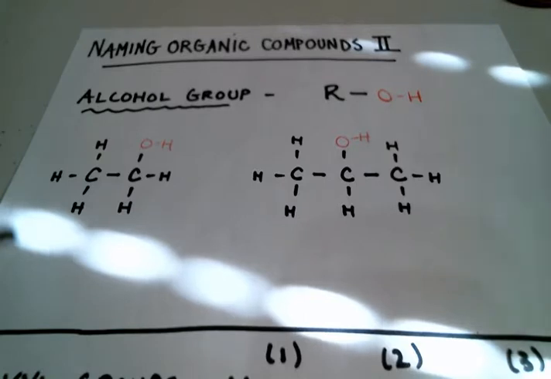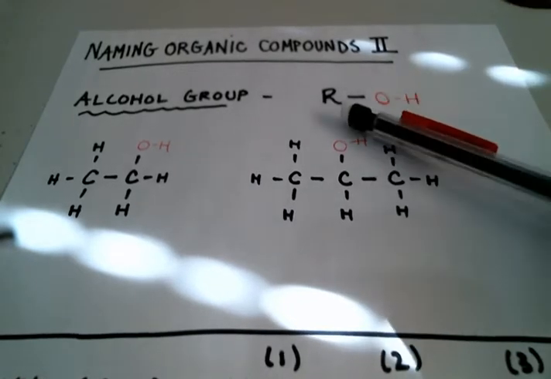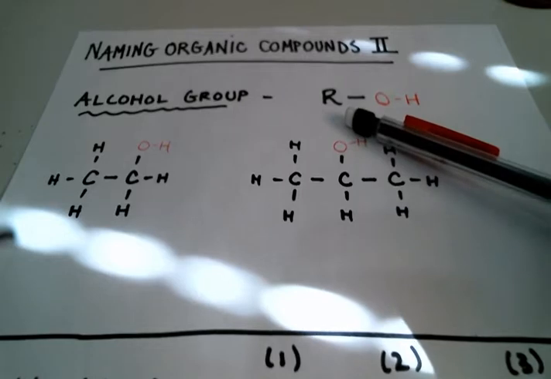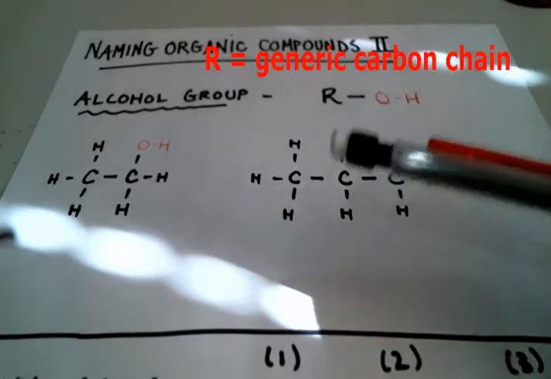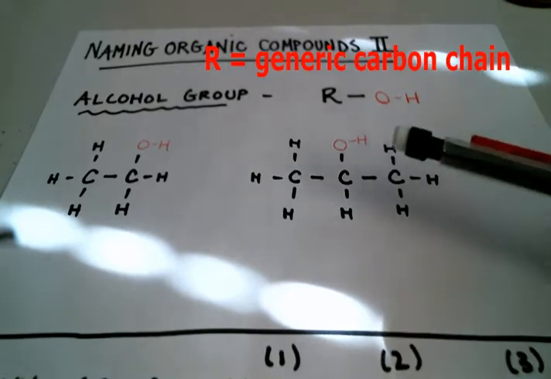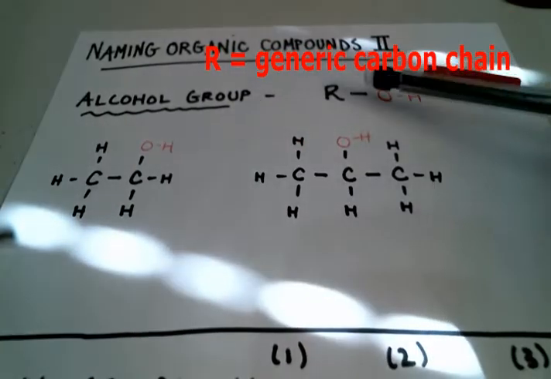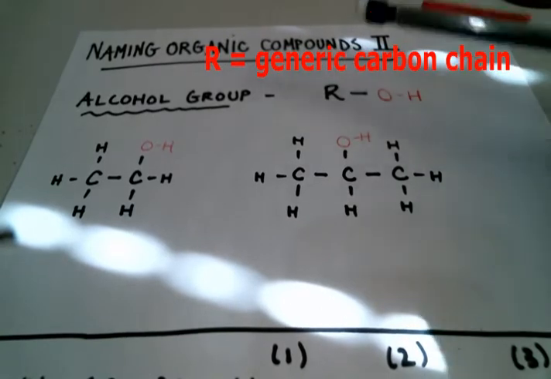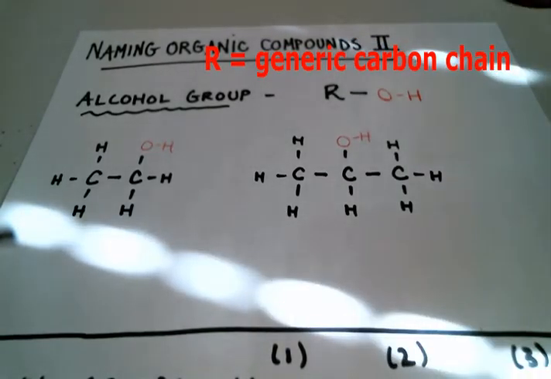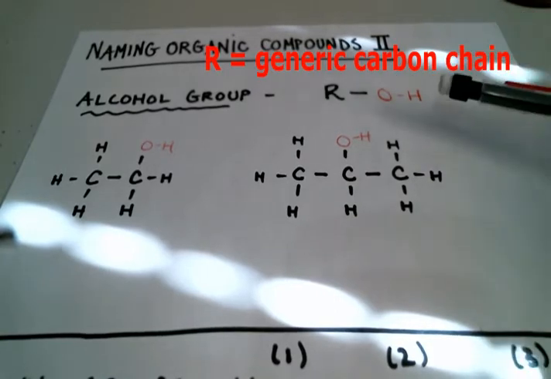The alcohol group is characterized by an oxygen and a hydrogen attached to what I just write here as R. R could be basically any carbon attached to any chain of hydrocarbons, right? So it could be this carbon here or this carbon here. It doesn't really matter. The R just represents a bunch of carbons and hydrogens with an oxygen and a hydrogen bonded to one of those carbons in that chain.